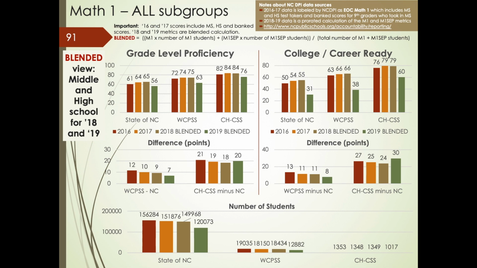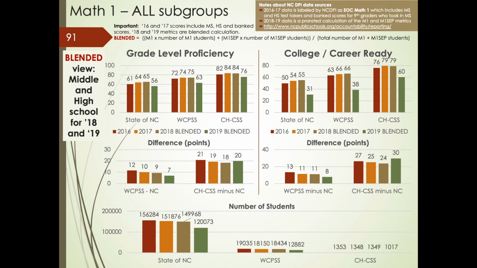So one thing you might notice is from 2016-17, the numbers are pretty consistent. 156,000 for the state, 151,000 for the state, Wake County 19,000, then 18,000. Very similar numbers. Then in 2018, the numbers are also very similar. And the reason for that is because in 2018, the Math 1 metric, which again is a part of the equation that makes up this blended number, the Math 1 metric in 2018 did include bank scores that were left over from prior test takers in middle school.